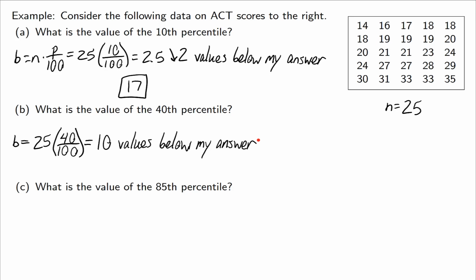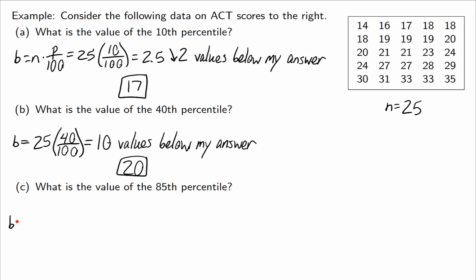So let's start counting. 1, 2, 3, 4, 5, 6, 7, 8, 9, 10, and this is the number that has 10 values below it. So my answer is then 20. Let's do one more example, and then we'll switch it around.